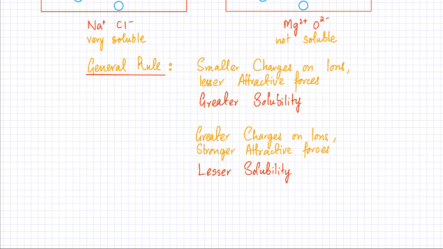So this is a very general rule you can apply, but it's a very general criterion. What we are going to study next is the solubility table. We're going to be very specific about which compounds are soluble and which compounds are not soluble.